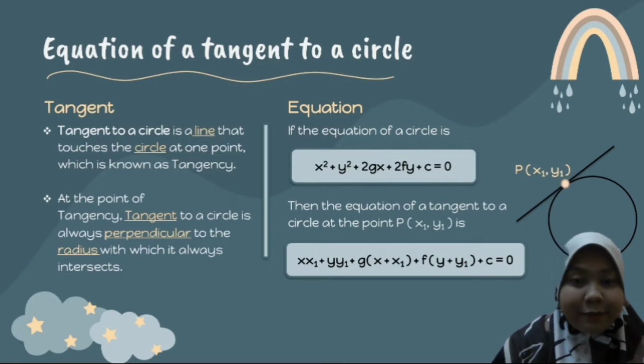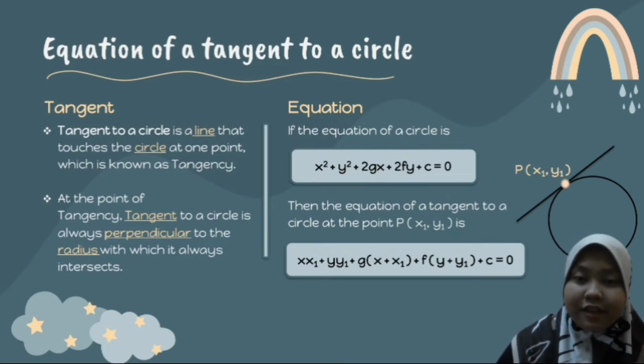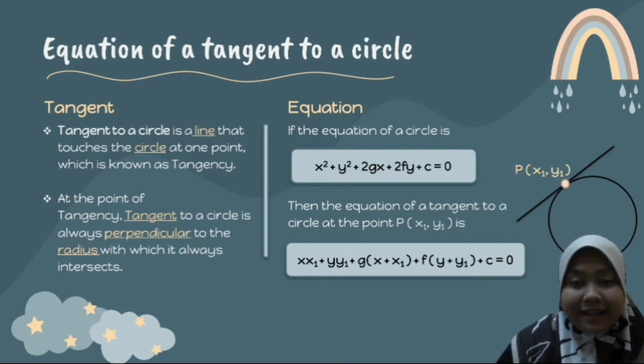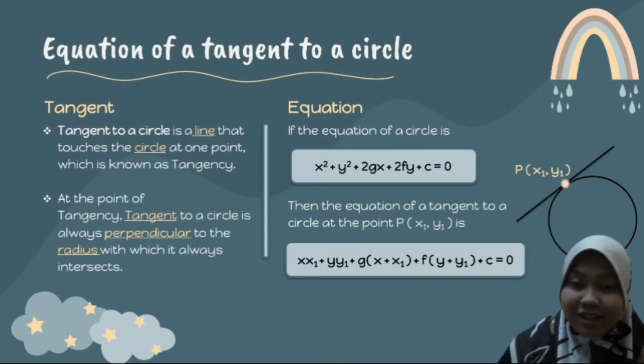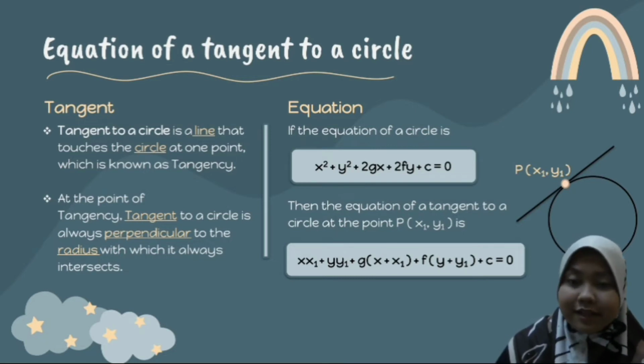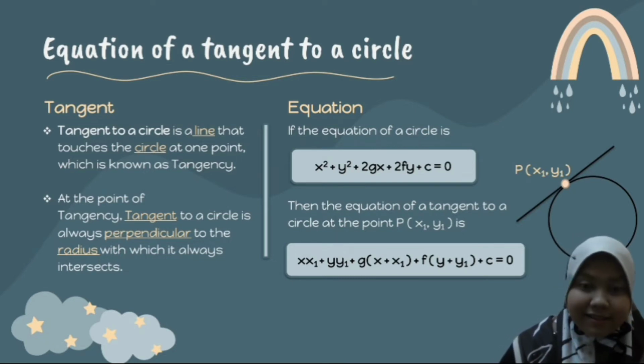Last but not least, we will learn how to find the equation of a tangent to a circle. A tangent to a circle is a line that touches a circle at one point, which is known as the point of tangency. At the point of tangency, the tangent to a circle is always perpendicular to the radius with which it intersects.